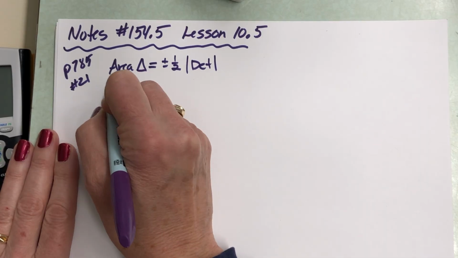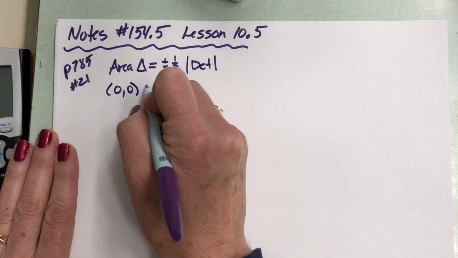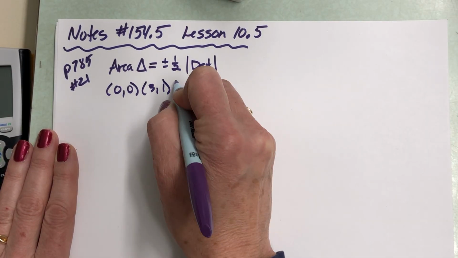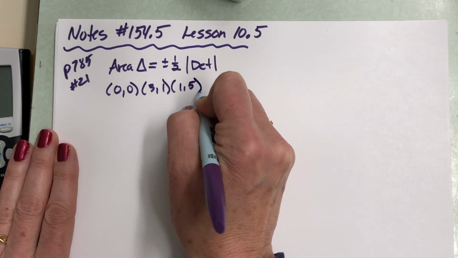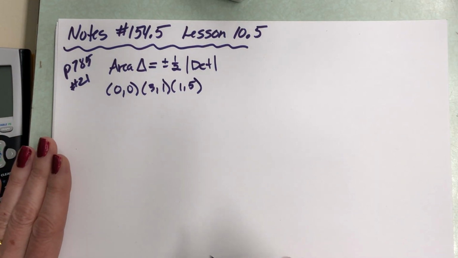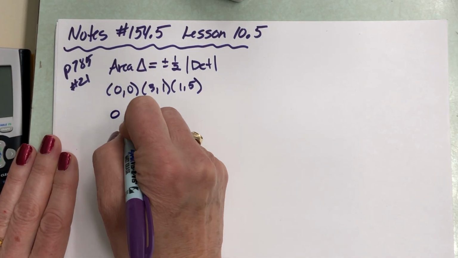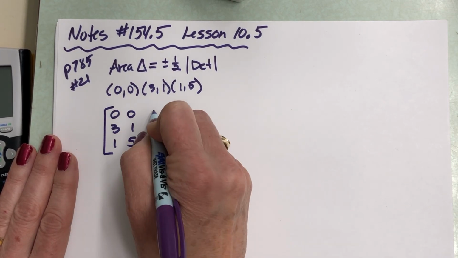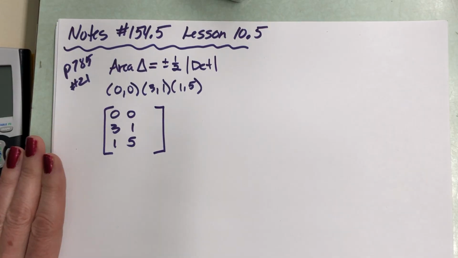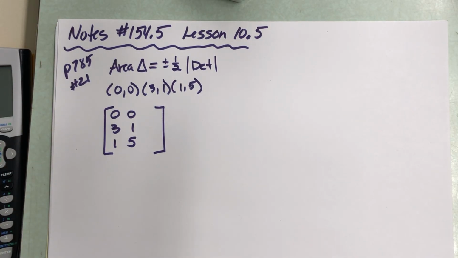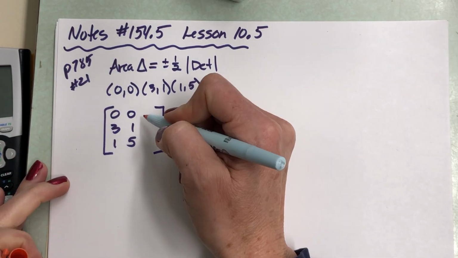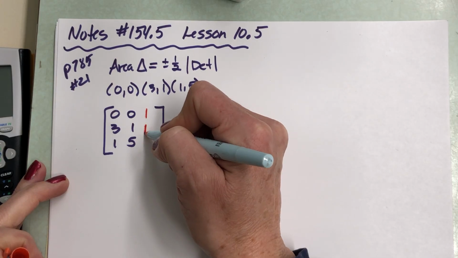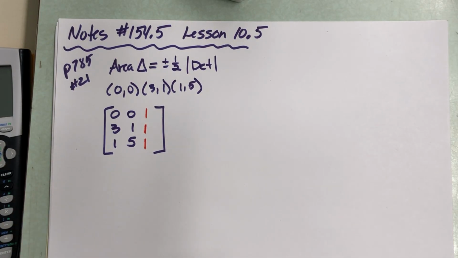So in number 21, we have the ordered pairs (0, 0), (3, 1), and (1, 5). Those are the three, so I'm gonna make a matrix out of those three: 0, 0, 3, 1, 1, 5. Oh, wait a minute, that's not a square matrix. How am I gonna find the determinant if it's not a square matrix? So I'm gonna put some ones here as placeholders. Ones are not gonna change the value of my determinant.